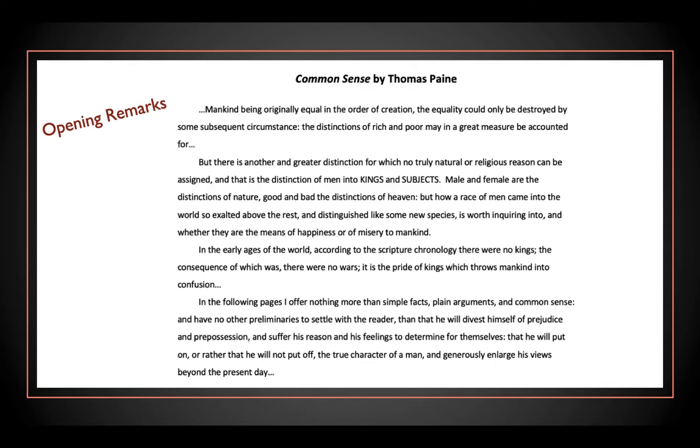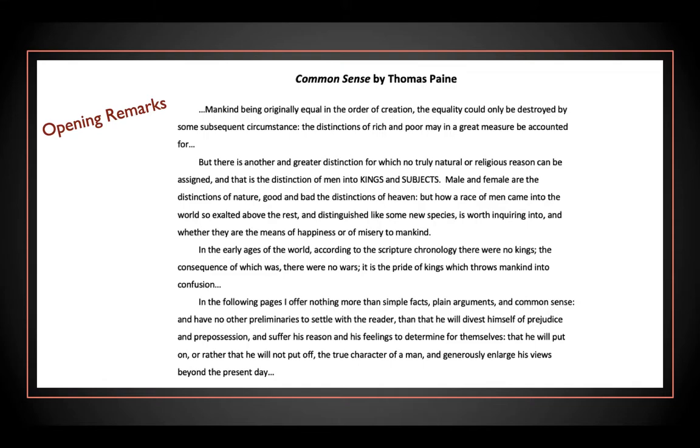Male and female are the distinctions of nature, good and bad the distinctions of heaven, but how a race of men came into the world so exalted above the rest and distinguished like some new species is worth inquiring into, and whether they are the means of happiness or of misery to mankind.